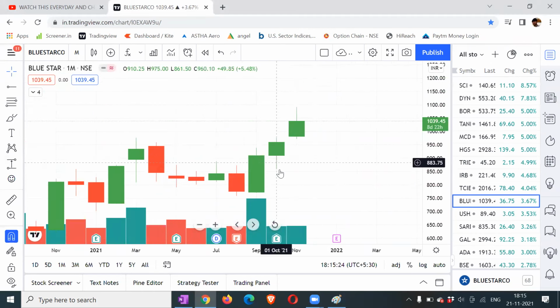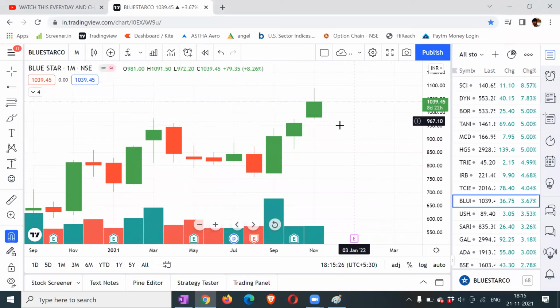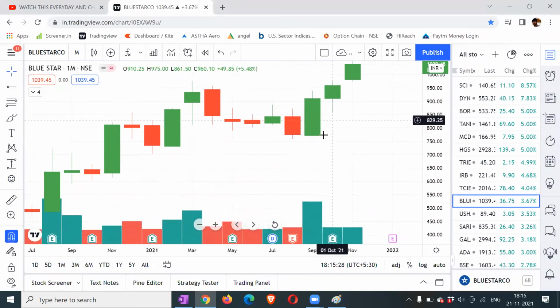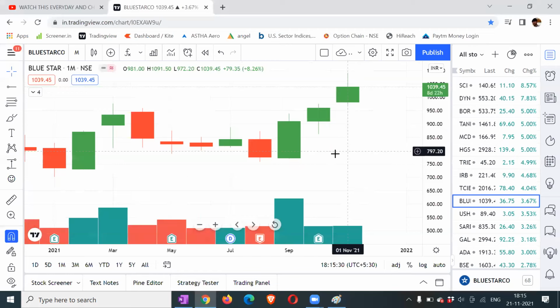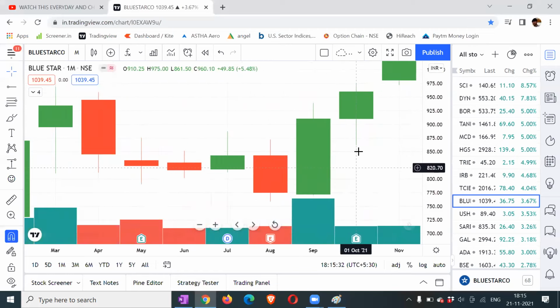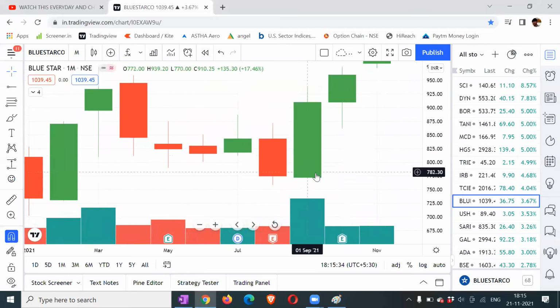Same for the green case. So current candle has 8 more days. Just ignore this. We'll take this September candle. Strong candle. Open is 772. Low is 770. High is 939. But close is 910. 17% up move in the candle.